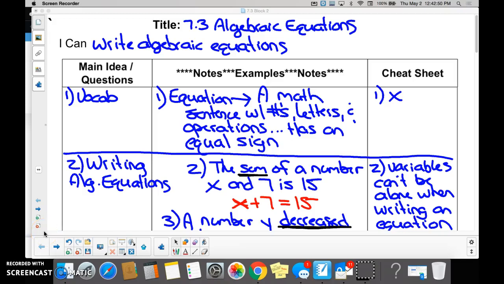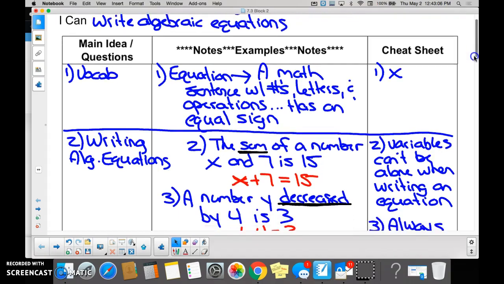7.3 algebraic equation. I can write algebraic equations. Excellent job, Ashton. You are a very good reader of the title and the I can statement. Everybody, what is the one thing an equation has that an expression does not? An equal sign. Excellent. Okay, number 2, writing algebraic equations.